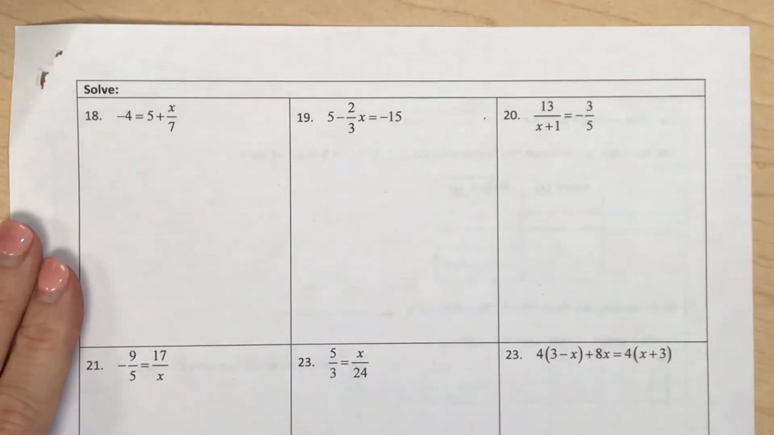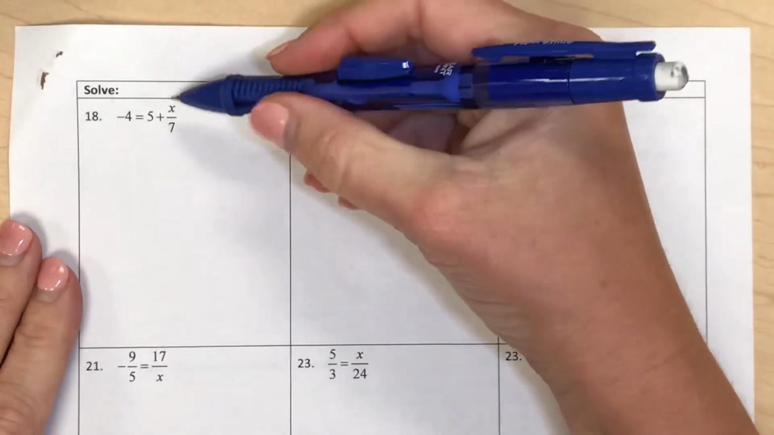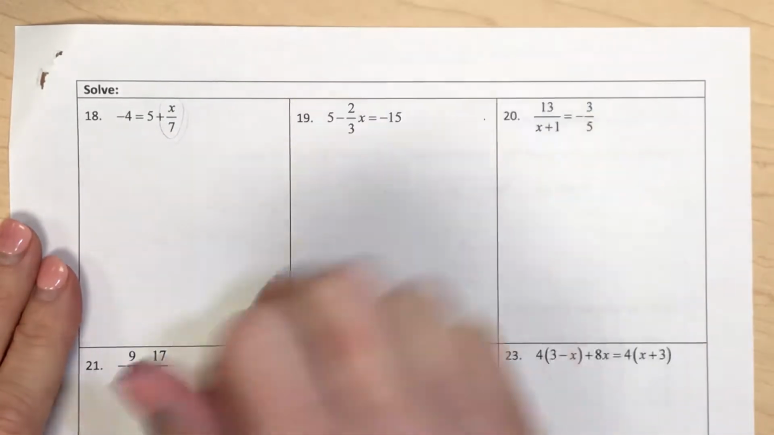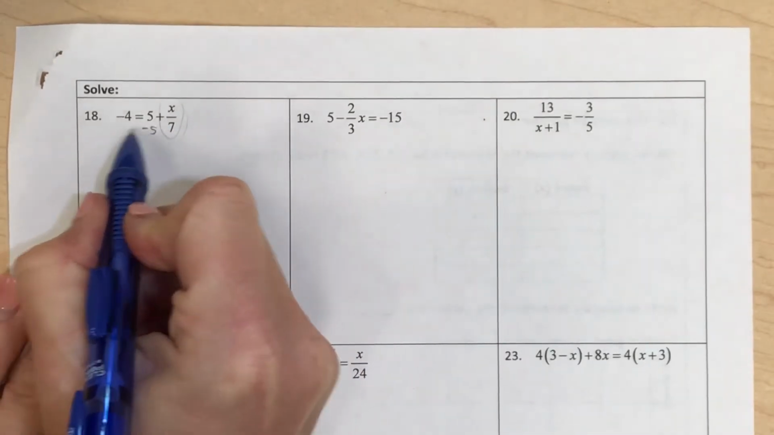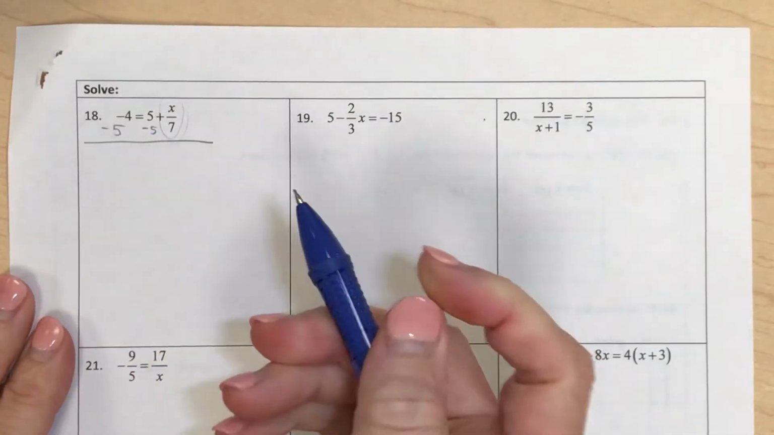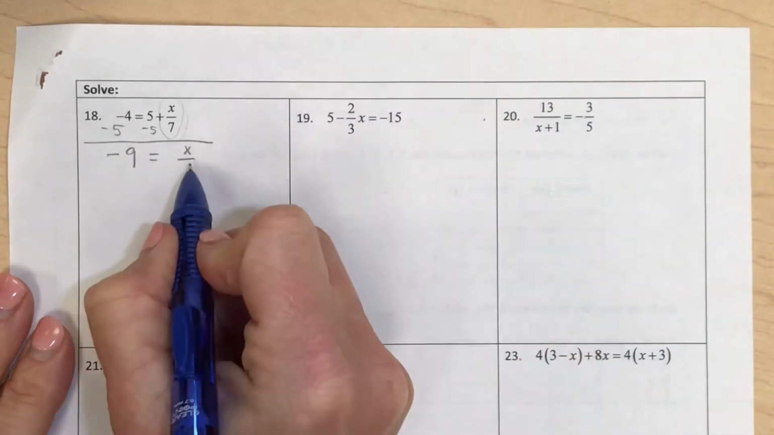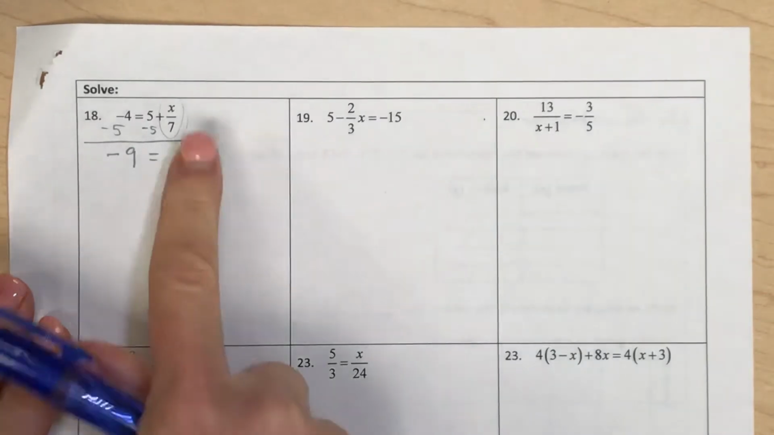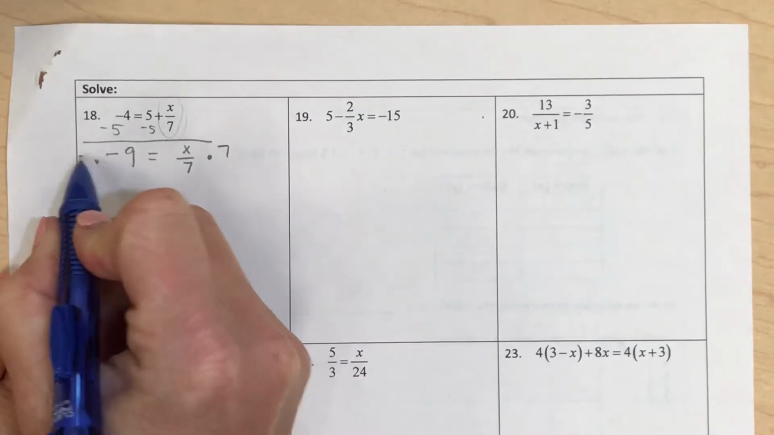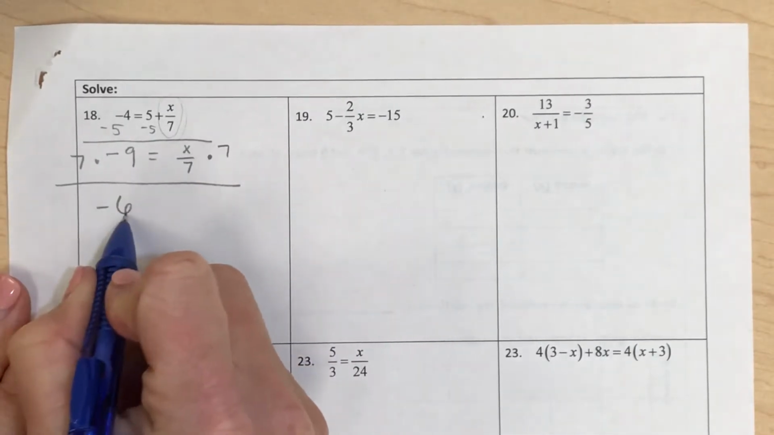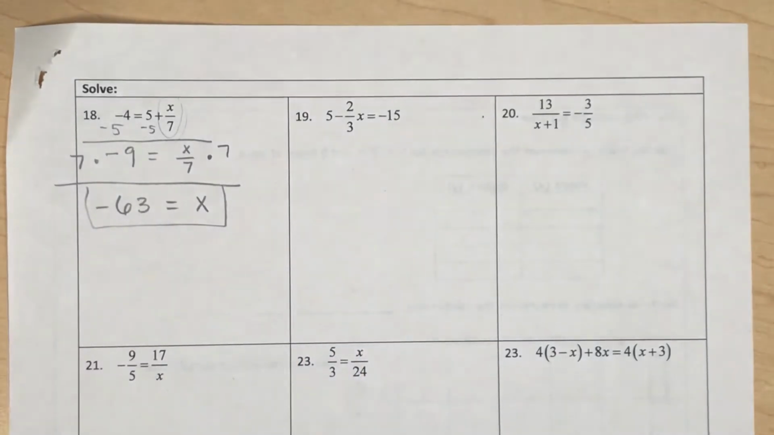Okay, so for number 18 here, what I'm going to start with to solve for my x is I want to get this x term by itself. So I'm going to move the 5 away from the x term by subtracting it over. And now I'll have negative 9 is equal to the term x divided by 7. So to undo a divide by 7, I'm going to multiply both sides by 7. And I'll get negative 63 is equal to x. So there's my two operations.